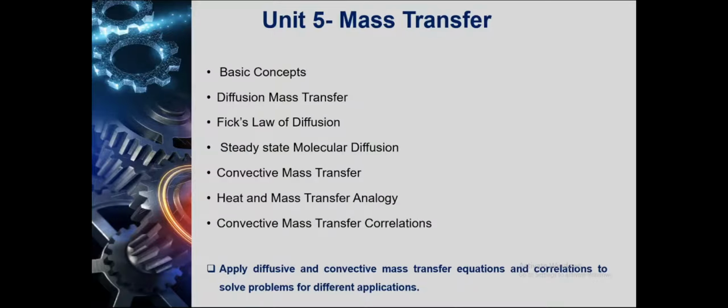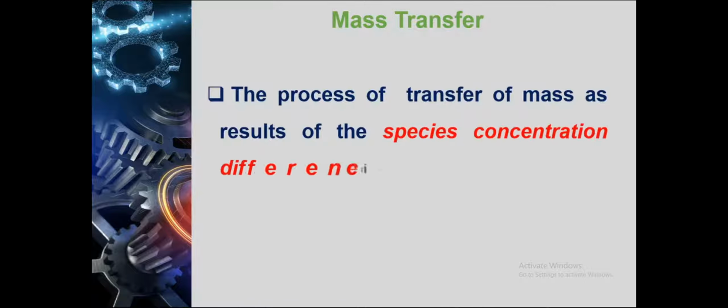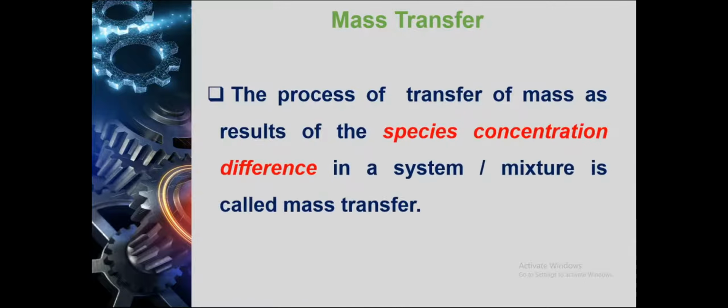Next we move on to what is meant by mass transfer. Consider a system with two or more components. Its concentration varies from point to point. So due to the variation of concentration, what happens? The species will move from the higher concentration side to the lower concentration side. So this is called mass transfer. The process of transfer of mass as a result of the species concentration difference in a system is called mass transfer.